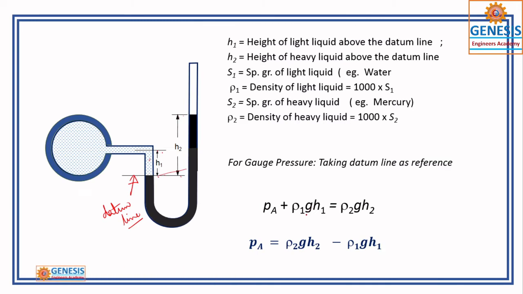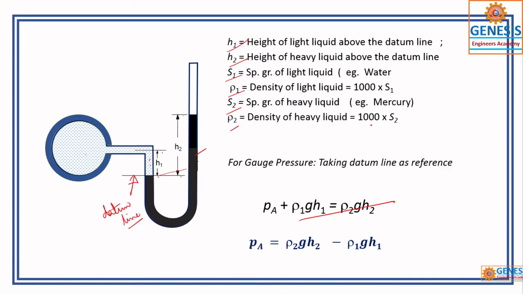Now to apply this equation, H1 is the height of the liquid. We are going to find the pressure of this flowing liquid. H2 is the mercury height. S1 is the specific gravity of the flowing liquid, and rho1 is its density. S2 is the specific gravity of the heavy liquid, that is mercury, and rho2 is its density.